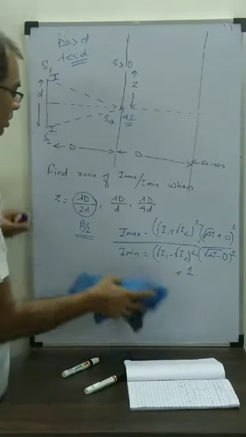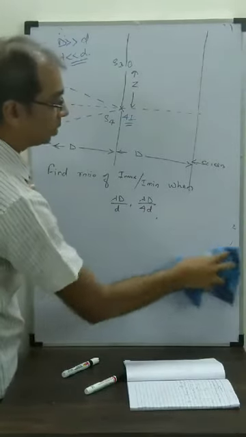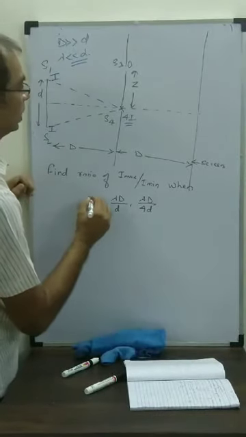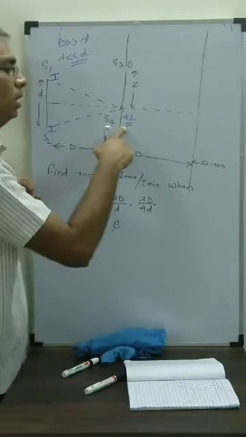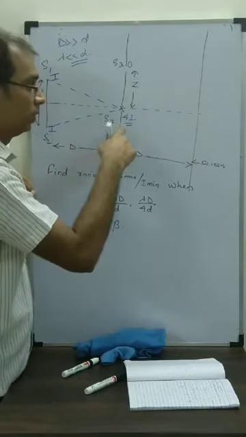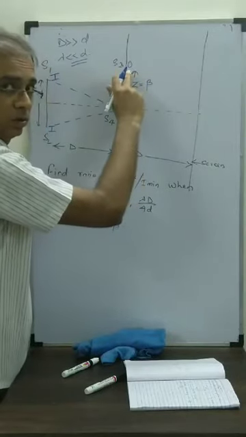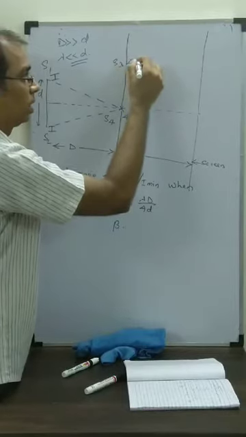Let's see the second case then. Now it's lambda D by D. Now lambda D by D means 1 fringe width. That means beta. If Z is equal to lambda D by D, it means beta. Here I am going to get 4I. So if this is equal to 1 fringe, that means here also maximum. That means here intensity is also 4I.